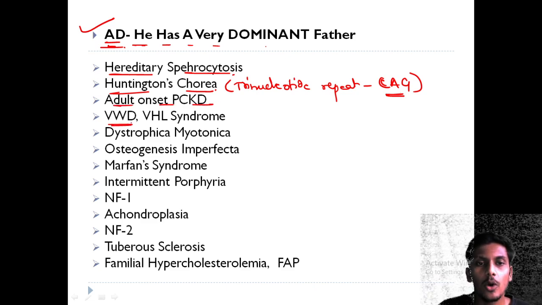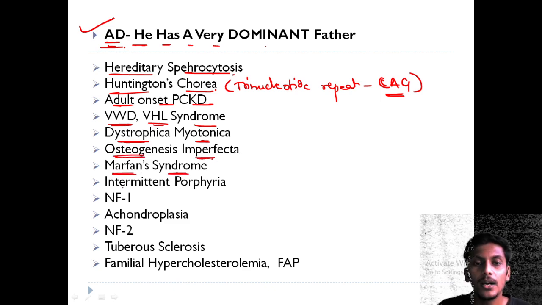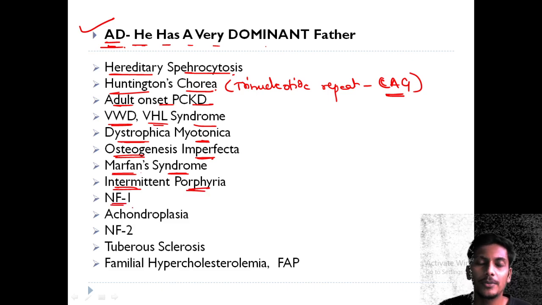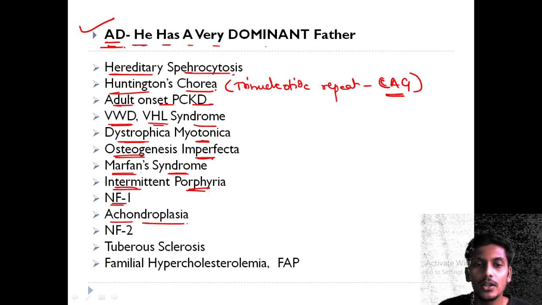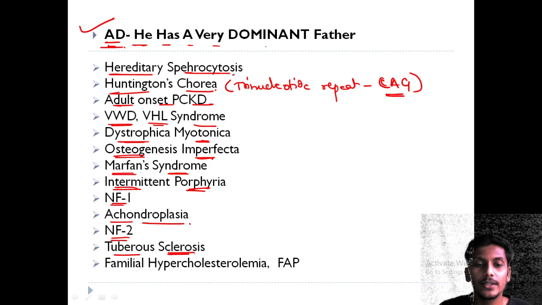Then V goes for von Willebrand disease or von Hippel-Lindau syndrome. D goes for dystrophia myotonica. O goes for osteogenesis imperfecta. M goes for Marfan syndrome. I goes for intermittent porphyria. N goes for neurofibromatosis type 1. A goes for achondroplasia. Okay, N goes for neurofibromatosis type 2. T goes for tuberous sclerosis.